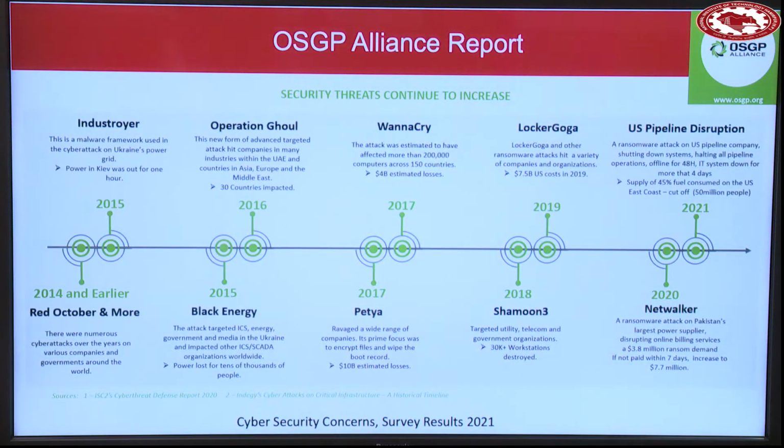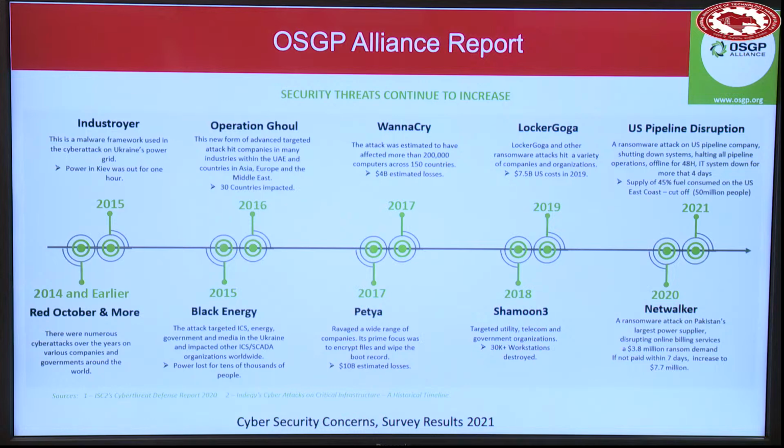Again, they also publish a report. In that report, they talk about the number of attacks that have been done from 2014 to 21. So it's a 2021 report. Industrial, Operational, WannaCry, Locker Goga, US Pipeline, and so on. Some of these are ransom attacks. And the most popular attack among these was the BlackEnergy attack, the Ukraine attack. We'll be talking about it in more detail in one of the case studies.